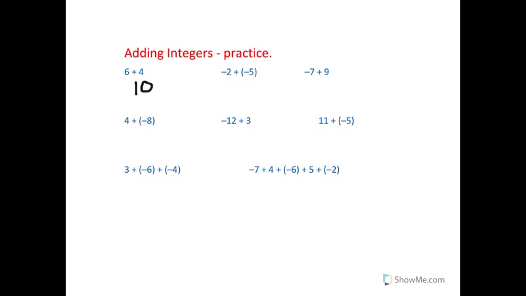Another way of looking at this would be, let's say it's 0 degrees in the morning and it goes up 6 degrees and it goes up 4 more. It's gone up 10 degrees, or it's 10 degrees outside. Another way of looking at it is positive numbers are hot water and negative numbers are cold water. So you add hot water to hot water and it's going to stay hot.